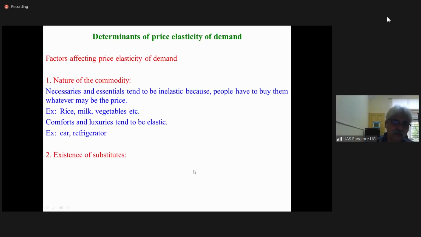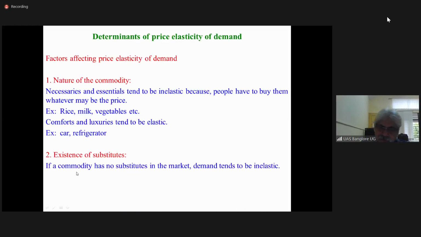Second determinant, or the factor affecting price elasticity, is existence of substitutes. If this is costly, can I purchase something else? Can I substitute some other commodity for this? It also affects the price elasticity of demand. If a commodity has no substitute in the market, you have to purchase it. You cannot use something else for this commodity. If that is the situation, then demand tends to be inelastic because you have to purchase it.